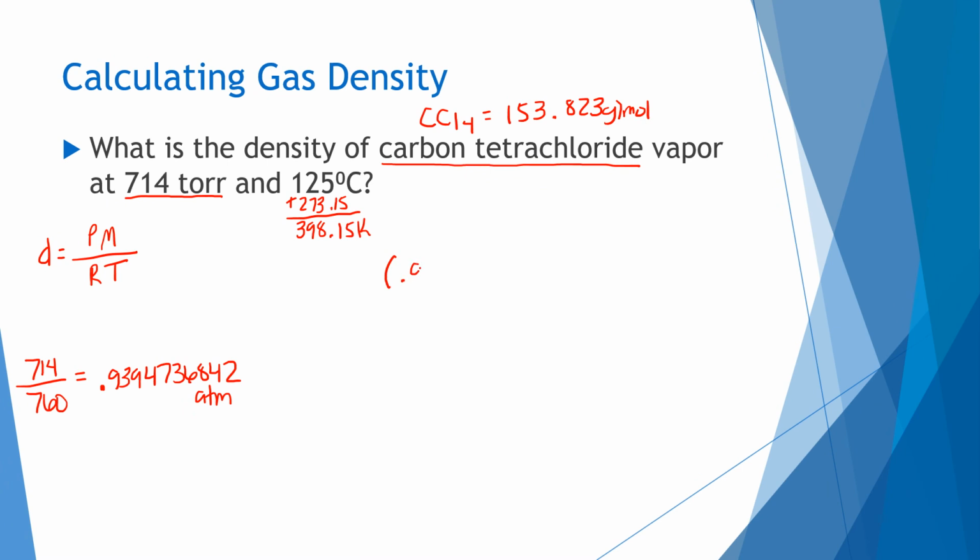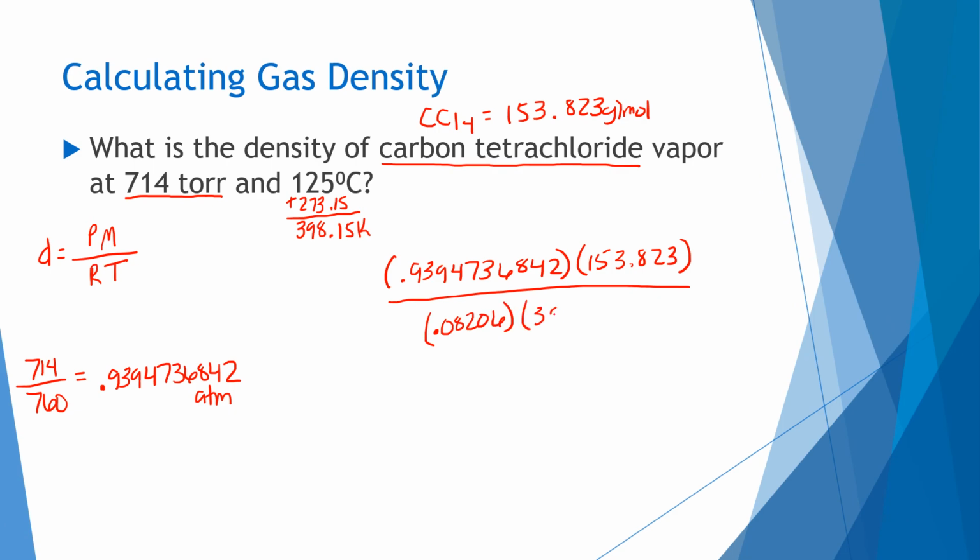So we have our pressure, 0.9394736842, times our molar mass, 153.823, divided by our R constant, which is 0.08206, multiplied by our temperature, 398.15. Whenever you're plugging this into your calculator, make sure you plug in the top part, you equal it, you plug in the bottom part, equal it, and then divide those two numbers. So make sure you guys are dividing correctly.